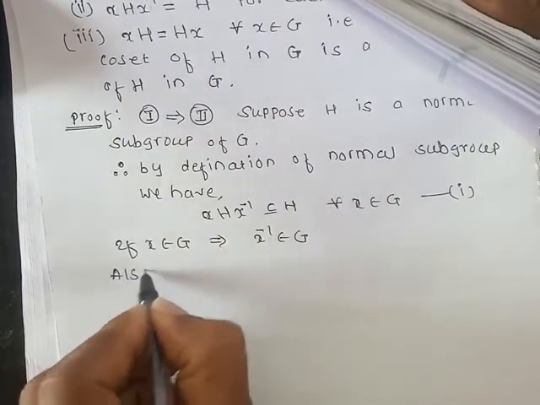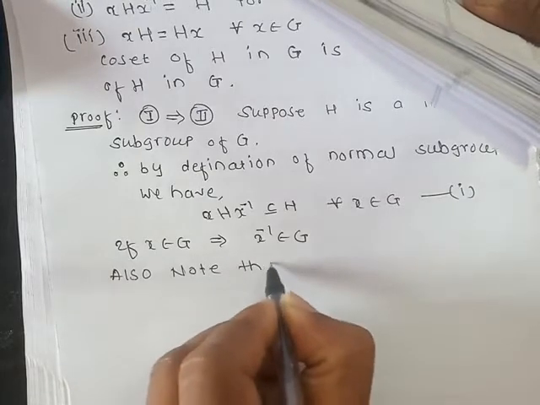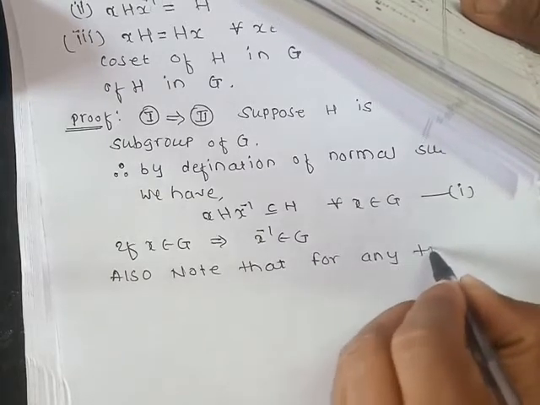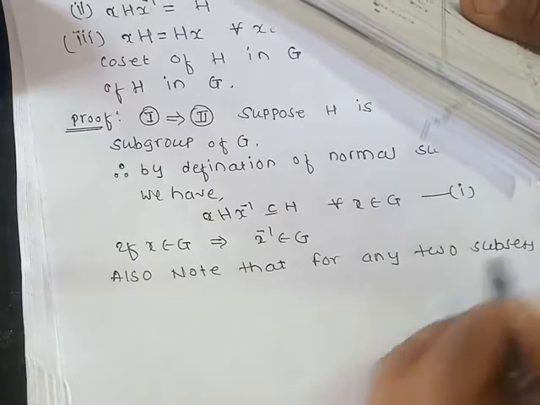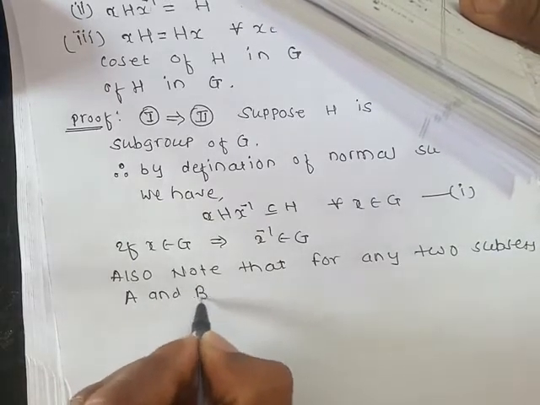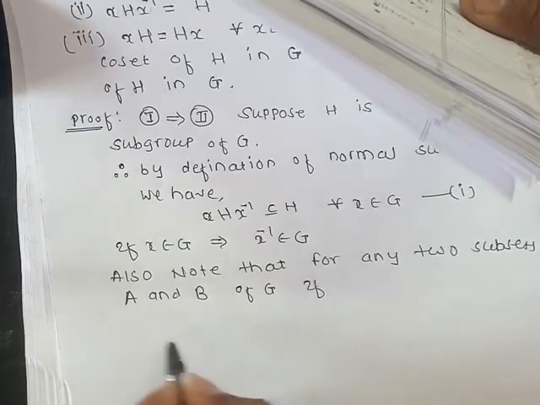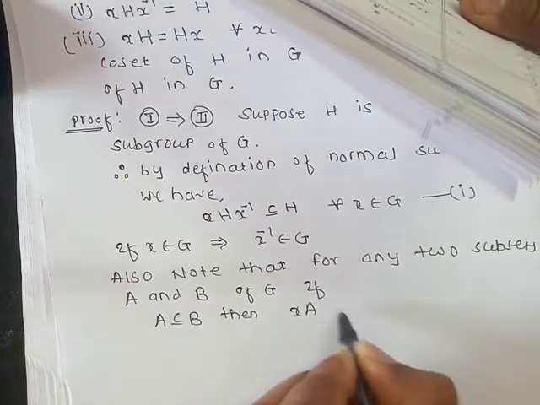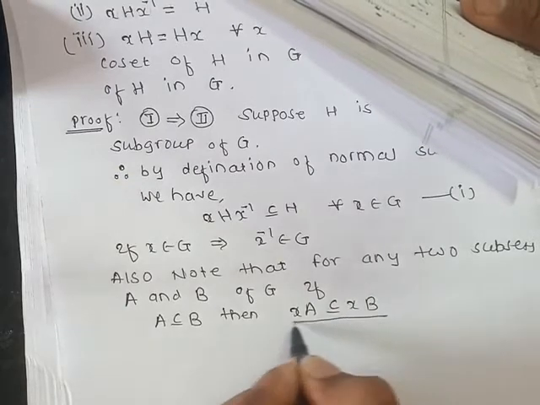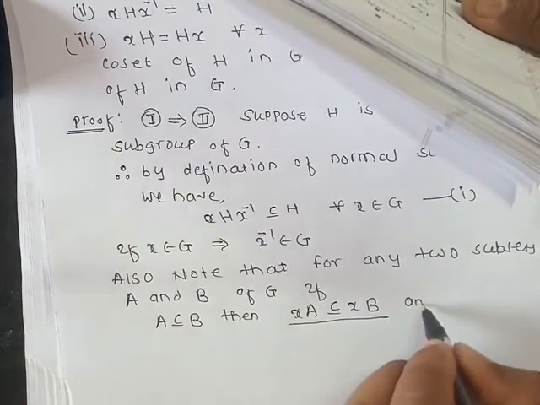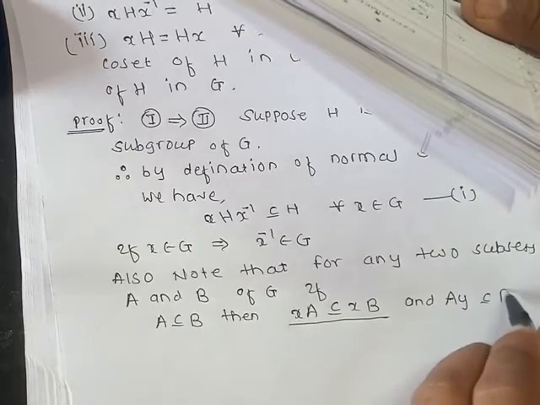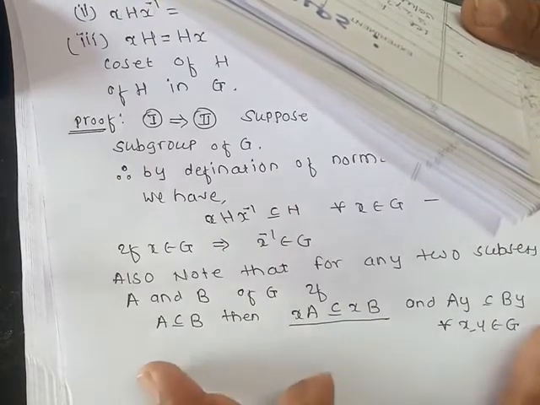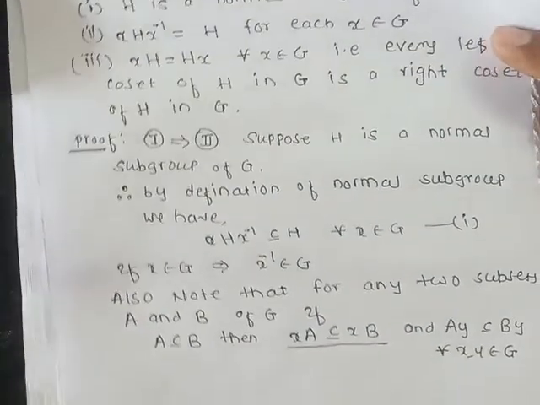Also note that for any two subsets A and B of G, if A is a subset of B, then X into A is also a subset of X into B, and A into Y is a subset of B into Y for all X, Y belonging to G. So keep this in mind. So we will get the proof of our result.